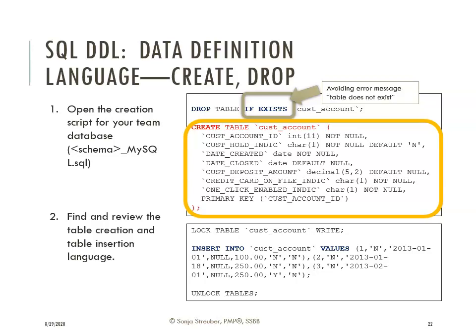Inside the parentheses, we see the description for each column in the table. That is the name of the attribute, its data type, here int, its field length, here 11, and any constraints, here the fact that the customer account ID cannot be an empty field, that is a null field. Our table creation typically concludes with setting the primary key for that table.